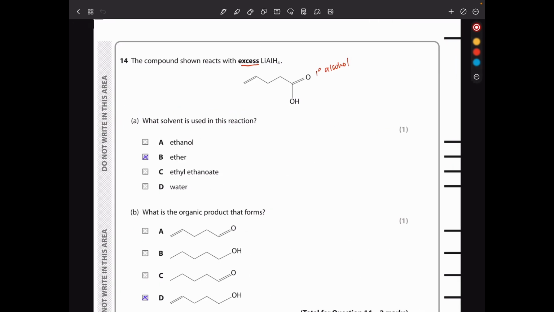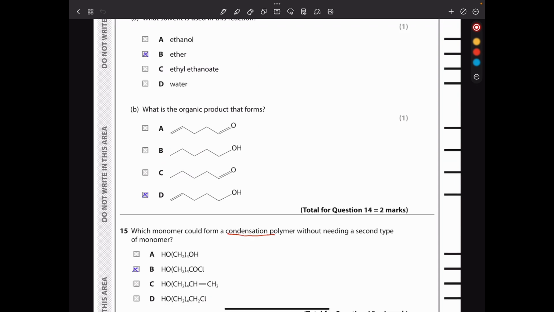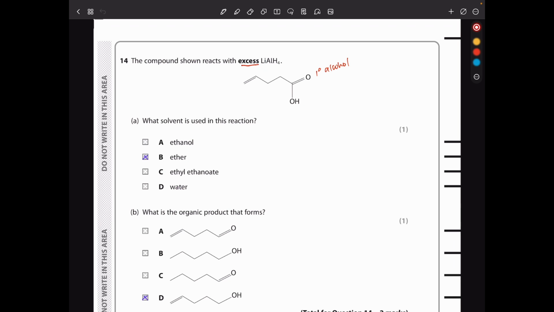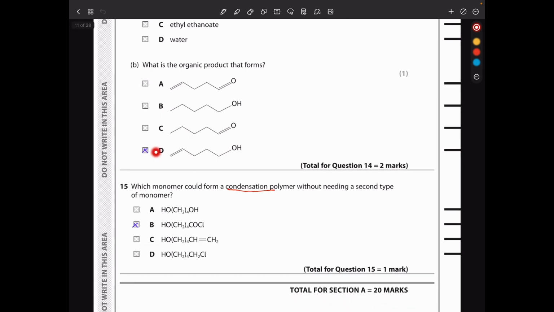In question 14, the compound shown reacts with excess LiAlH4. This is a reducing agent. They ask what solvent is used in this reaction? It should be ether. We usually write dry ether, so B should be the answer. In part B, which is the organic product that forms, this is a carboxylic acid that is going to be reduced to convert it into a primary alcohol. There is no reaction with this, so the answer here should be D.